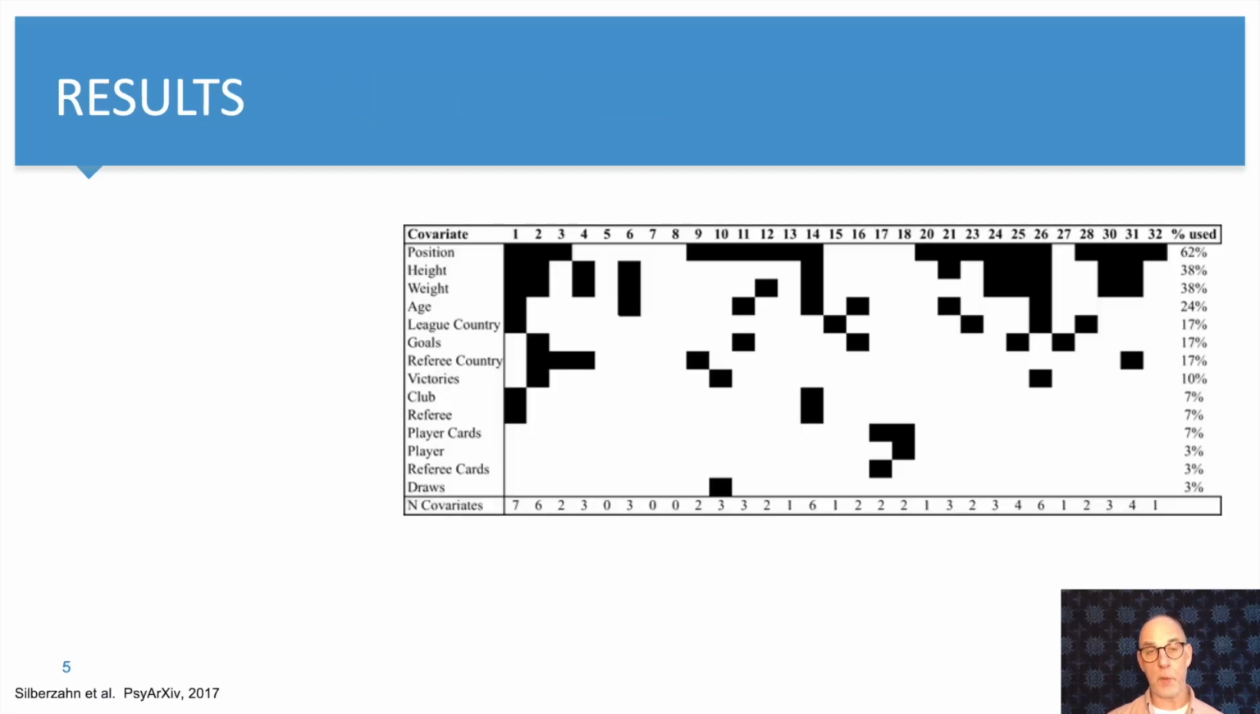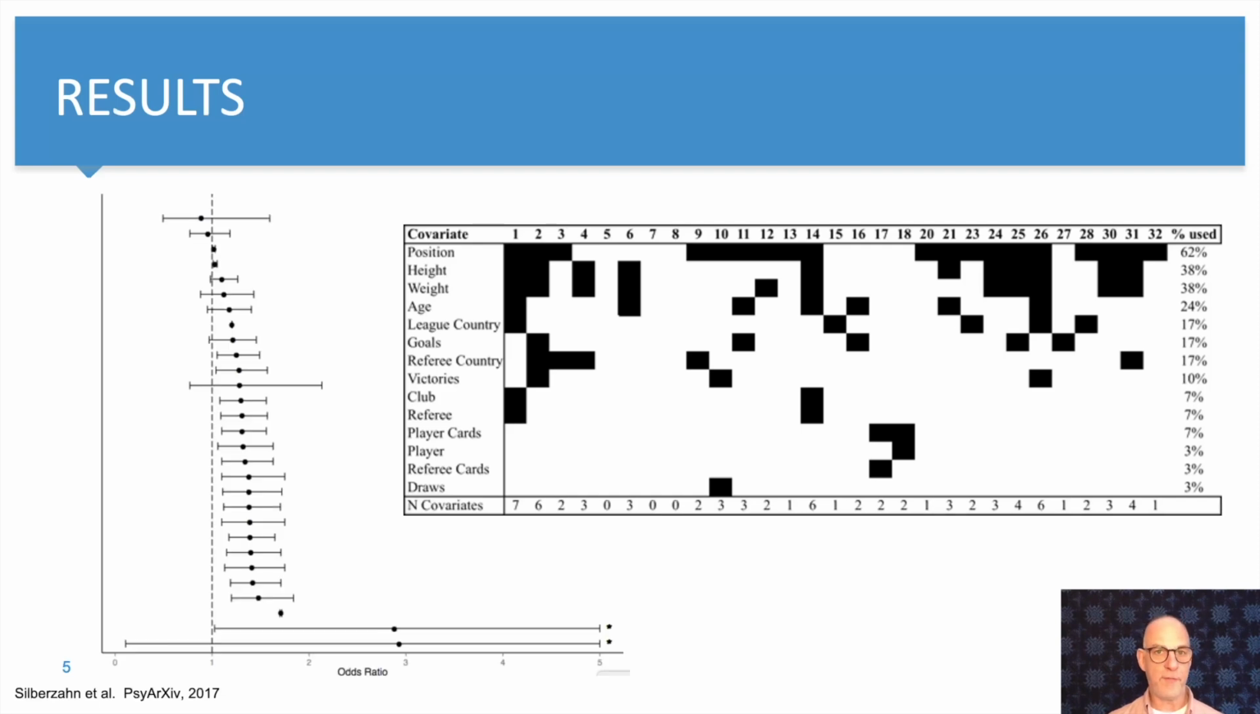Here we see that there were initially 32 data analysis teams, but only 29 analysis teams presented some results. And we can see that none of the covariables that were accessible to the data analysis teams were used by all of them. Most of the teams used the variable position in 62% of the cases, but for example, the referee variable was used markedly less, just 7%.